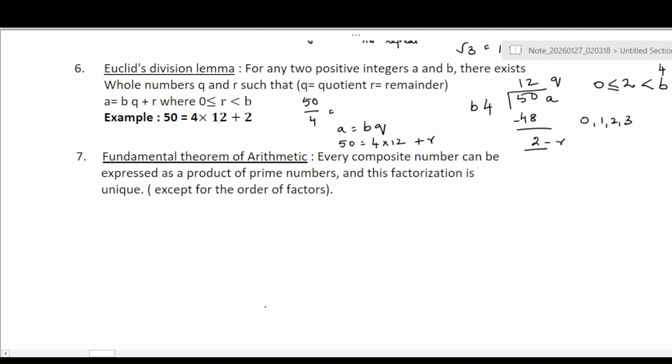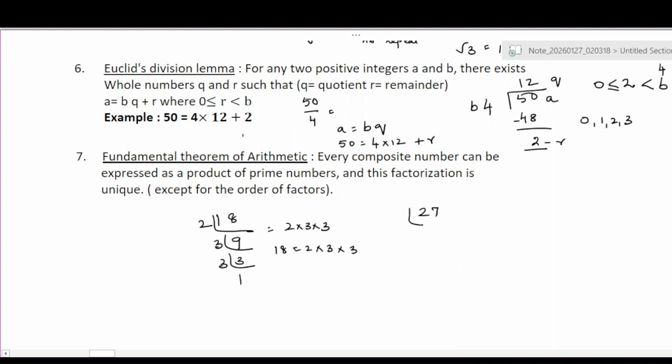Yes, fundamental theorem of arithmetic. Every composite number can be expressed as a product of prime numbers, and this factorization is unique. That is, every number will have its own prime factorization. Suppose this is 18: 2, 9, 3, 3, 1. So the prime factorization will be 2 into 3 into 3. So 18 is equal to 2 into 3 into 3.